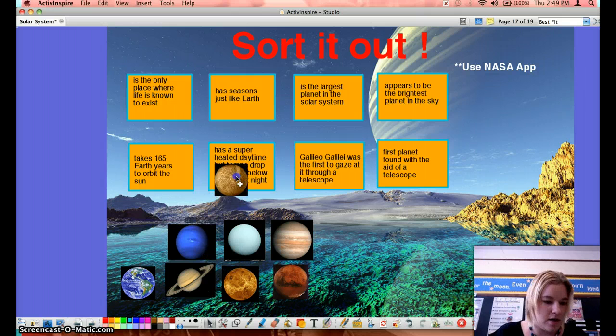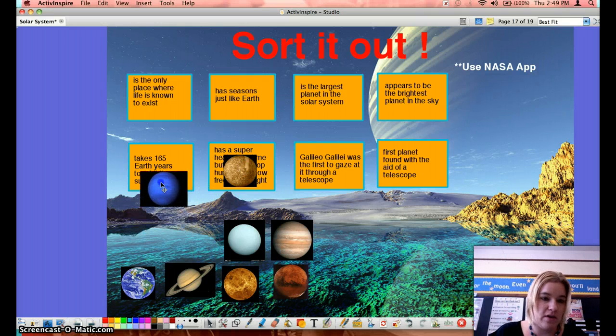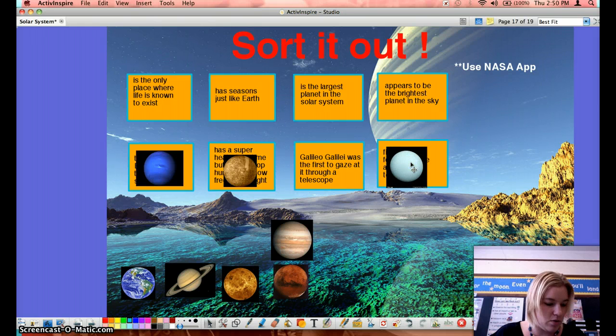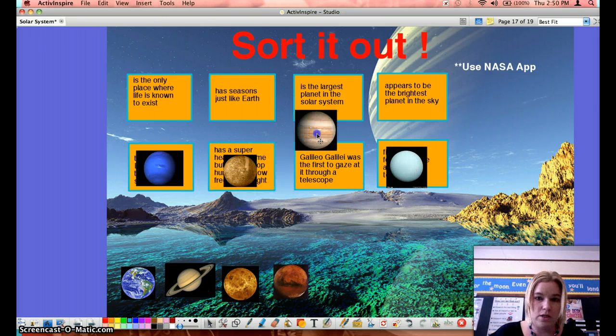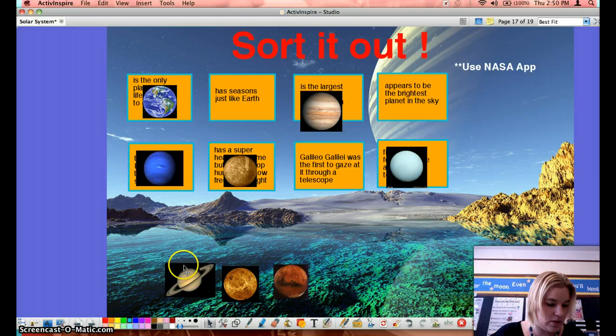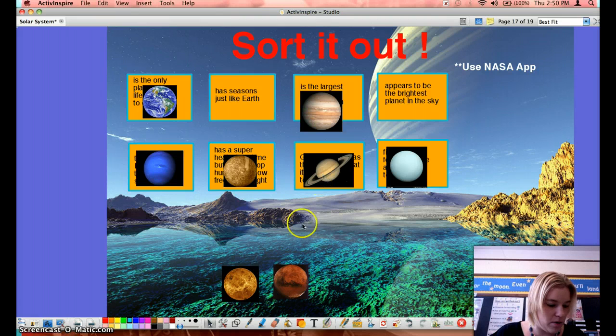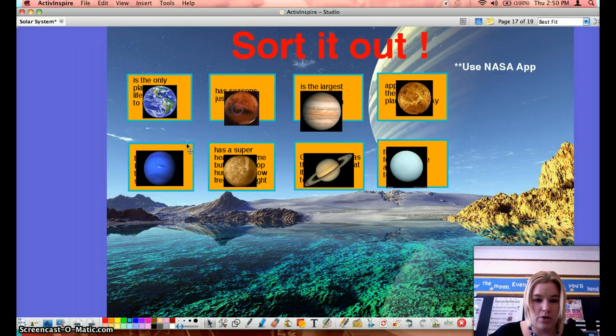Has a superheated daytime, is Mercury. Neptune takes 165 Earth years to orbit. Uranus is the first seen with the aid of a telescope. Jupiter is the largest. Earth is the only place where life is known to exist. Saturn was first gazed at by Galileo through a telescope. Venus appears to be the brightest in the sky, and then Mars has seasons like Earth. Okay, so that would conclude our class lesson.